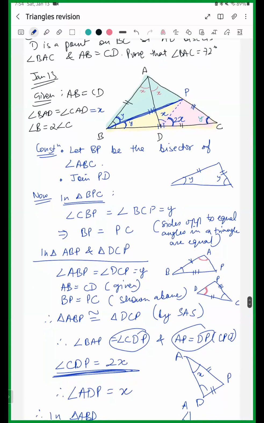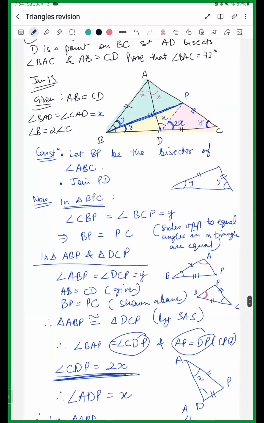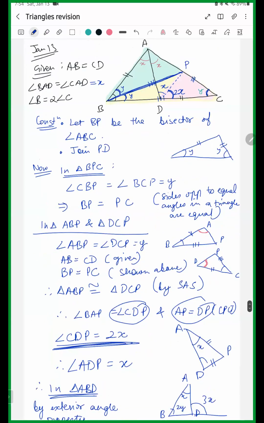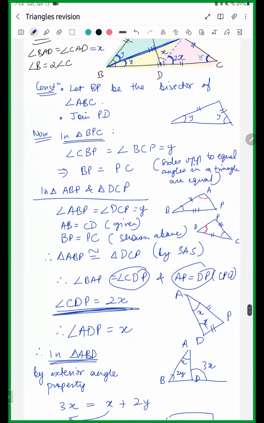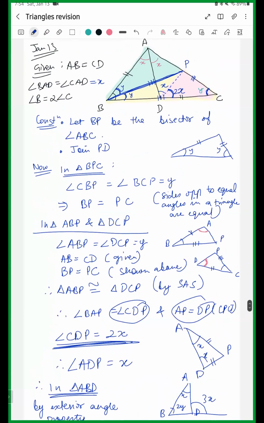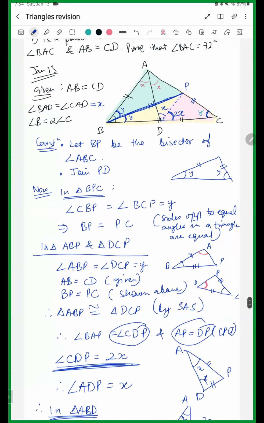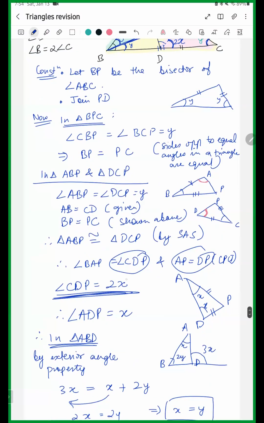Now, if you look at triangle APD, AP is equal to DP. That means these two angles should also be equal to each other. So that means this angle is x, so this one should also be x. Now we saw that angle BAP is angle CDP. BAP means this one and this one are equal. But BAP is 2x, right? So this one is also equal to 2x. So from here we got this one.